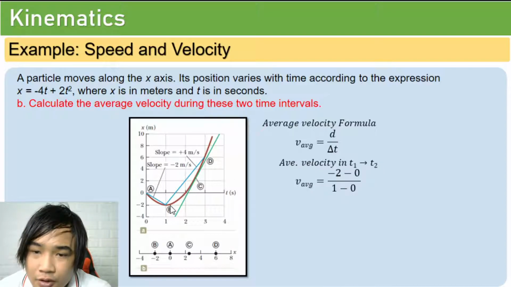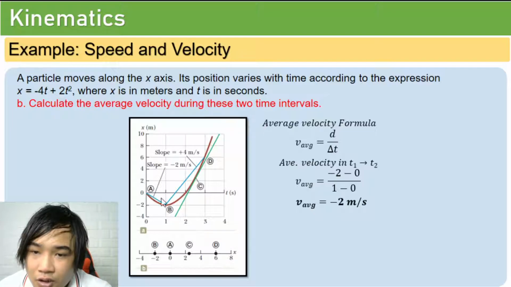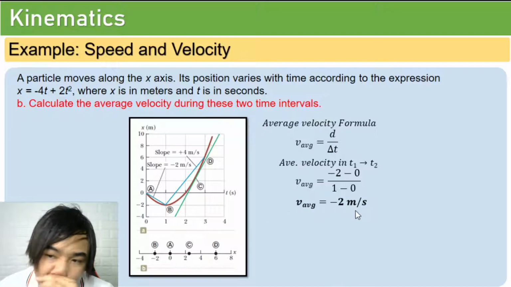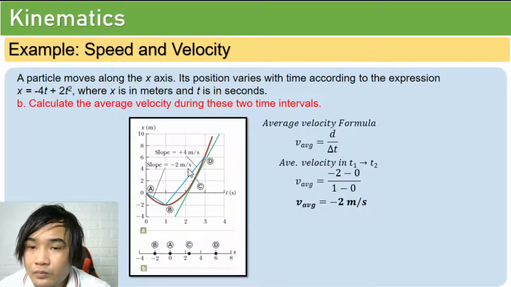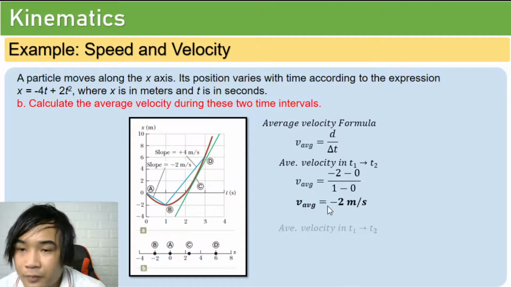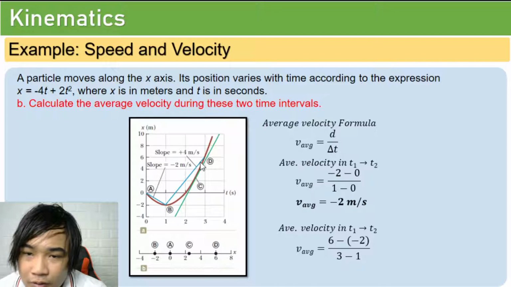So, yung displacement niya kanina, negative 2 divided by difference in time. That is 1 second minus 0. Yan. So, average velocity niya, ito, negative 2 meter per second. So, kung makikita nyo dito, yung blue line na yan, naka-define siya as negative 2 meter per second. That is your average velocity. Then, average velocity, dito, yung blue line naman, dapat positive 4.